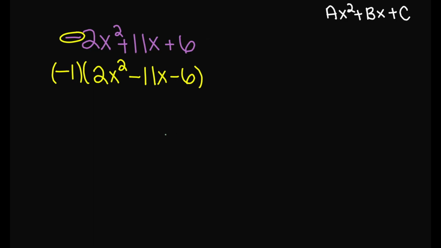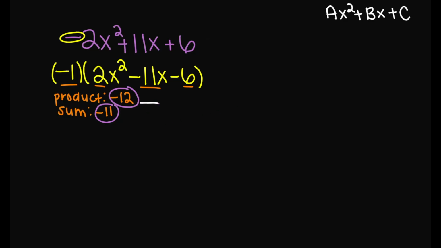So now we're going to complete the same thing that we did earlier. Just keep this -1 hanging out on the side, that's fine. Now we're going to multiply 2 times -6. This is going to be your product, and your product here is going to be -12. And then your sum is going to be -11. So we need two numbers that when you multiply give you -12, and those same two numbers, when you add or subtract, need to give you -11.